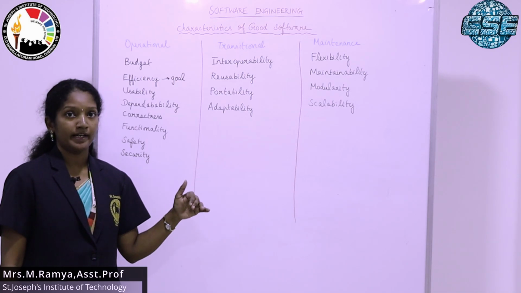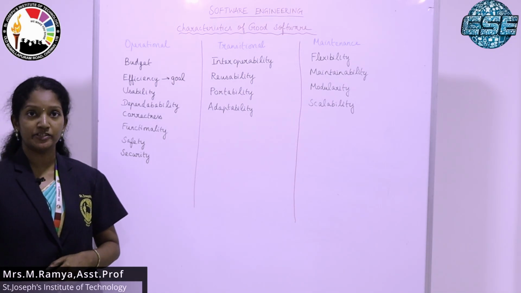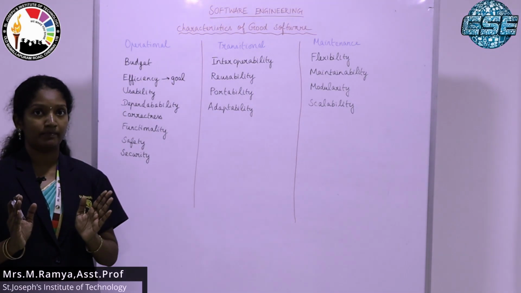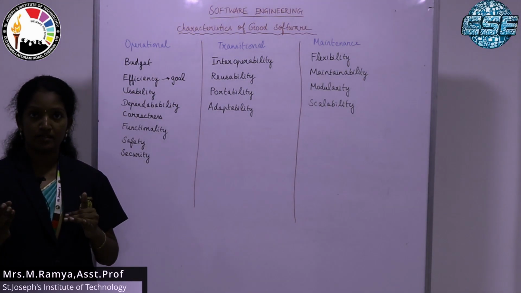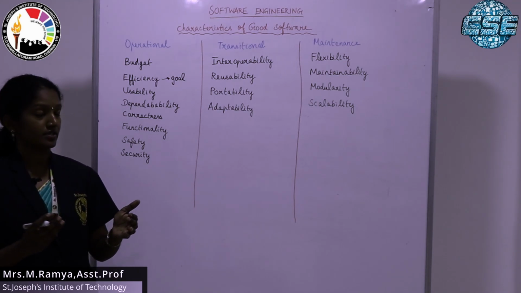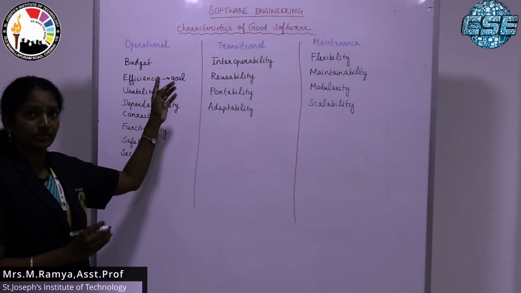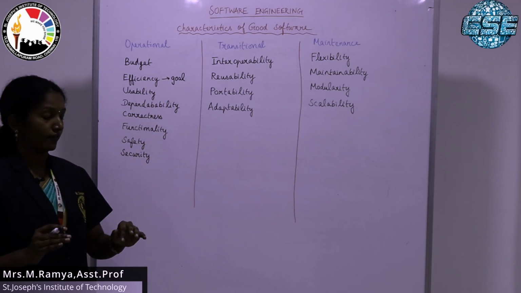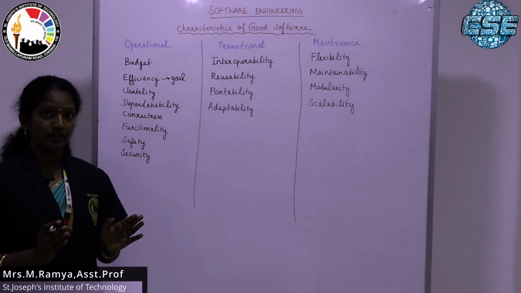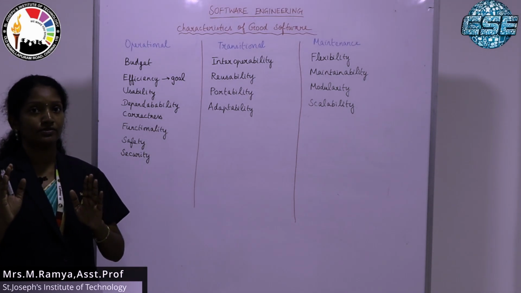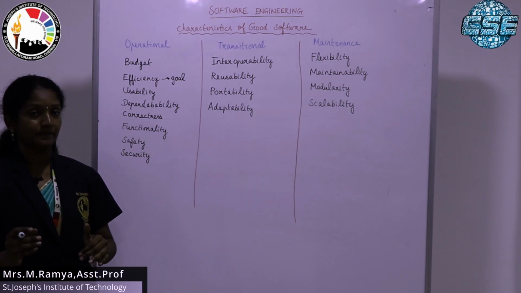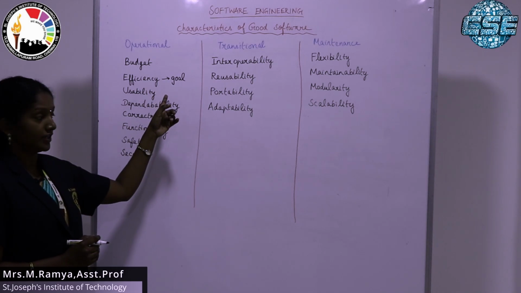Now let us see them one by one. First one is budget. When you are creating software, it should be in the right budget. It should not take more cost. The cost for creating the software should be within a range. So that is called the budget, and in such a way you have to create the software. Next one is efficiency. While creating the software, you should think that it should achieve its goal. For whatever purpose you are creating the software, that purpose has to be satisfied. That is called efficiency.